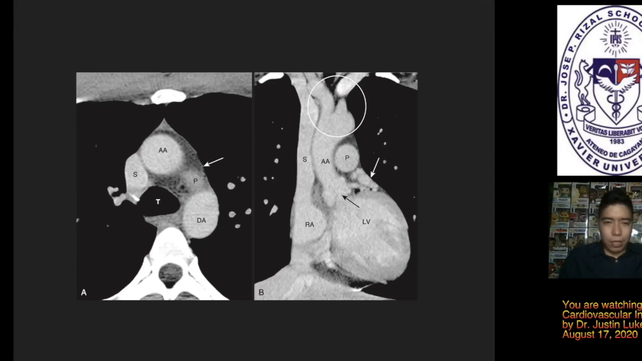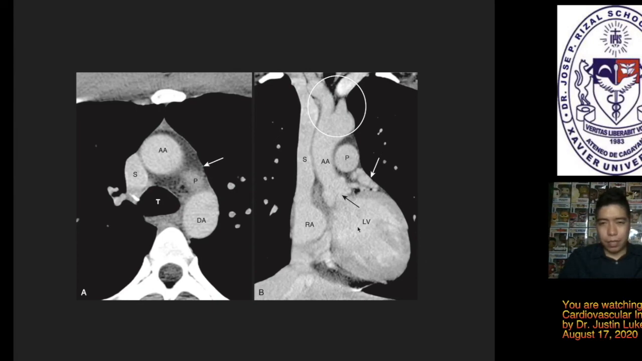On CT scan, this is what we see. The image in A is an axial view at around this level. You can see the arch of the aorta. This is the superior vena cava, labeled S. T is the trachea. It's all black because those are the airways, and you expect them to be black on CT scan. And here are your border forming chambers, the right atrium on the right side and the left ventricle on the left side.